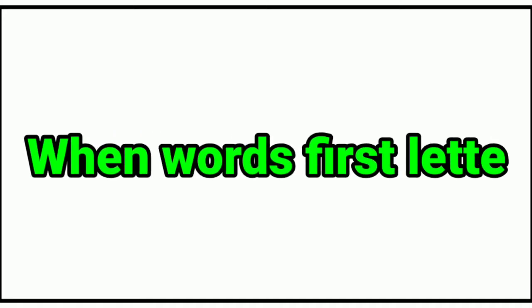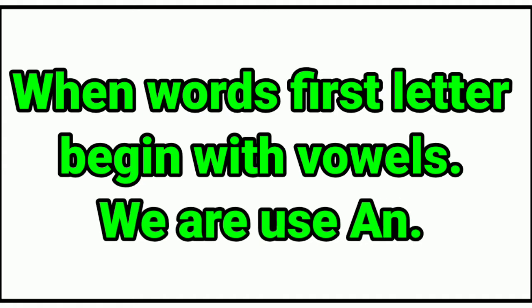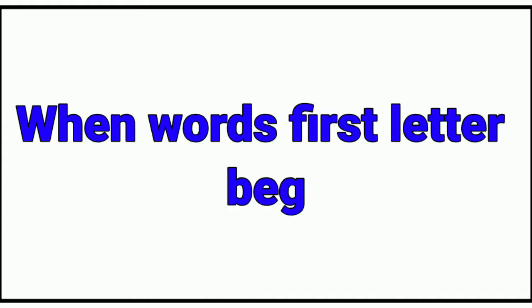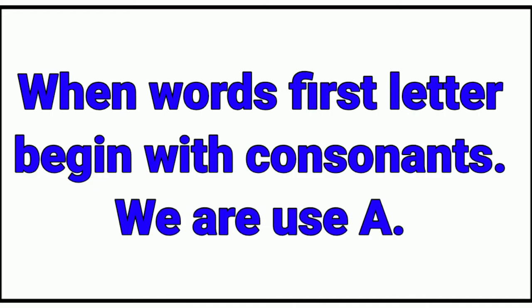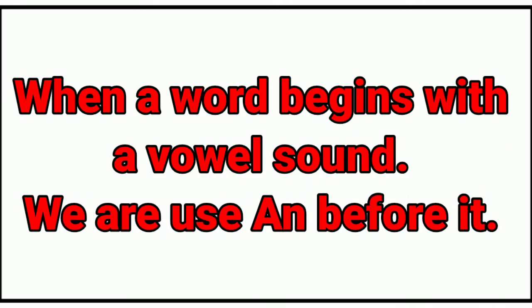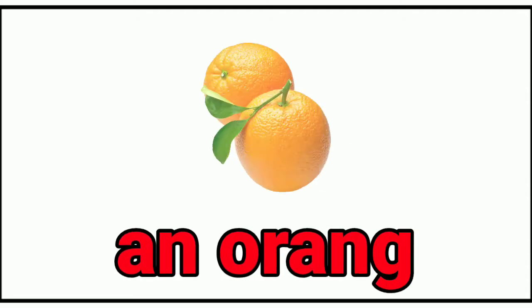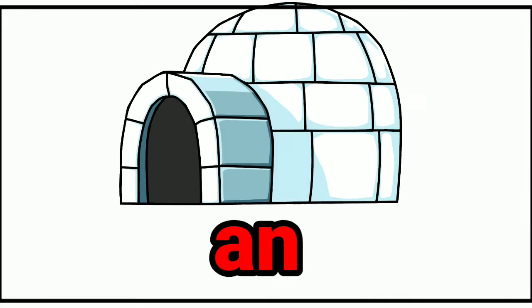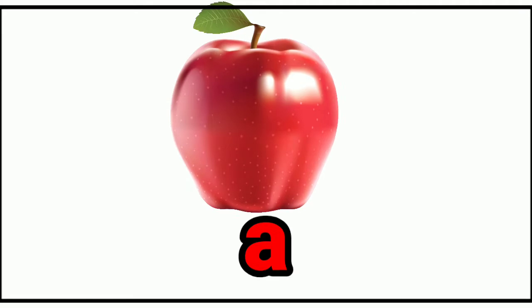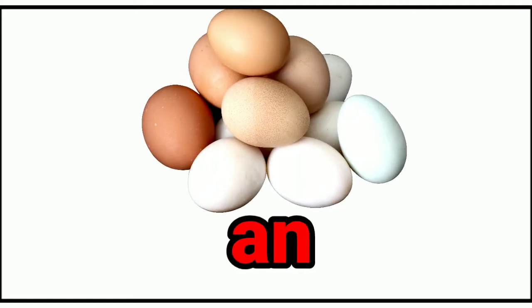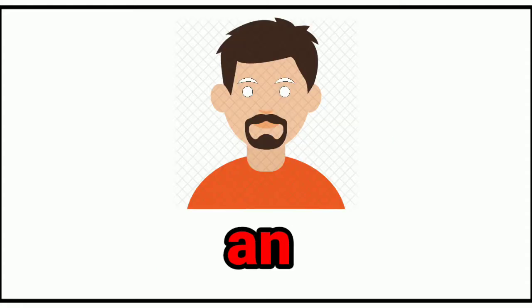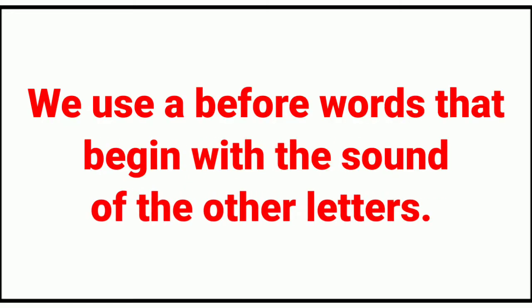When a word's first letter is a vowel, we use an. When a word's first letter is a consonant, we use a. When a word begins with a vowel sound, we use an before it. Let's see a word activity. Orange, an orange. Igloo, an igloo. Apple, an apple. Egg, an egg. Uncle, an uncle. We use a before words that begin with the sound of the other letters.